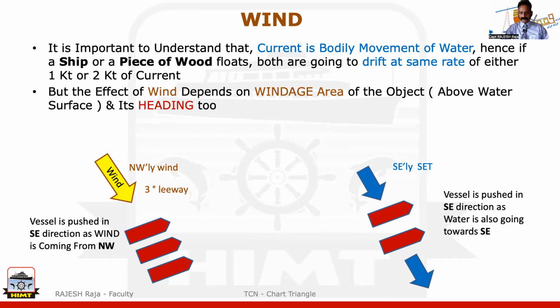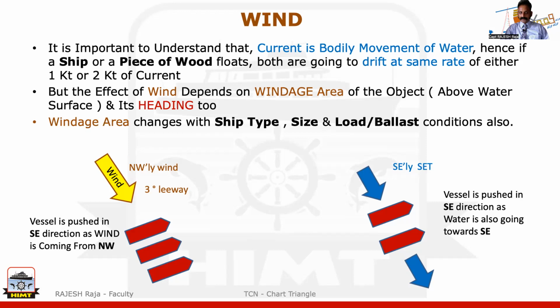But please look at the wind. The wind depends on the windage area. How it is going to affect my vessel is going to depend on the windage area and the heading also. We just saw in the previous slides, when the winds are coming from either side, it affects our track, but when it comes from right ahead or right astern, it affects the speed. So that means the heading is also important to judge the effect of your wind.